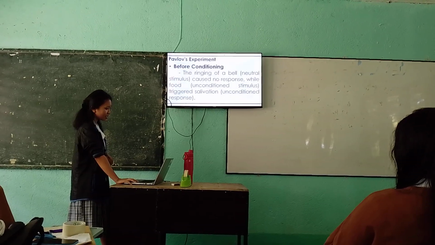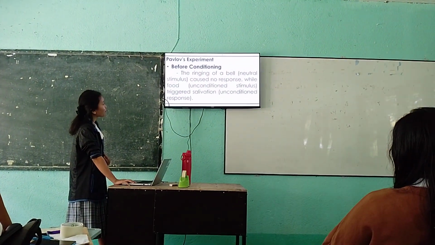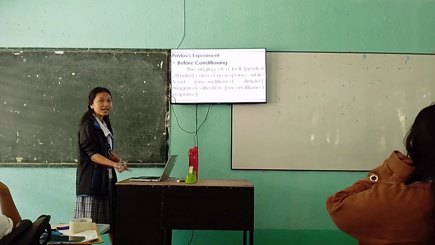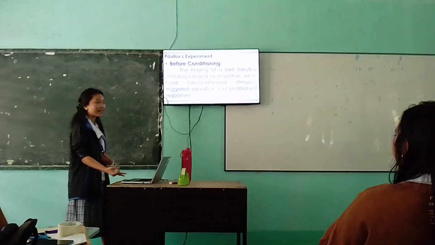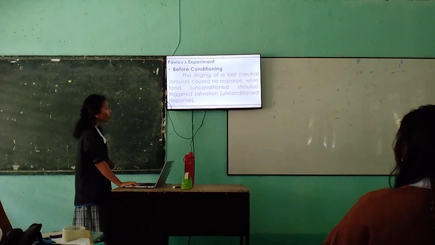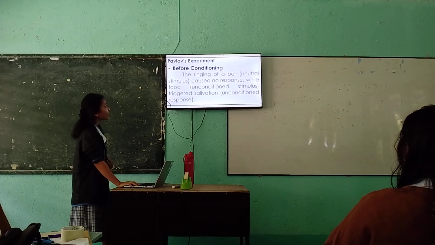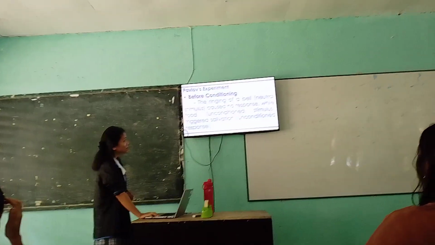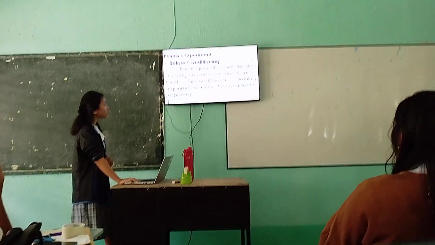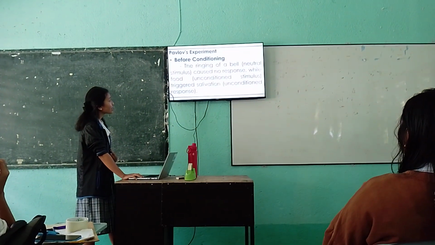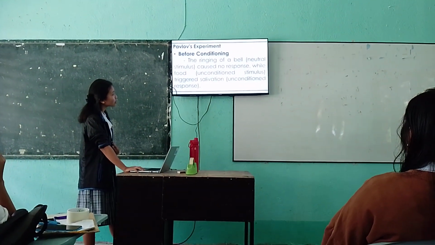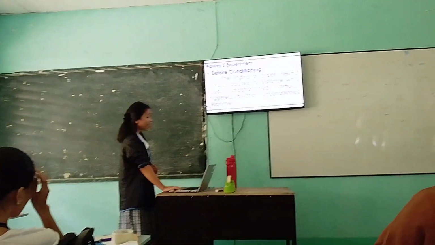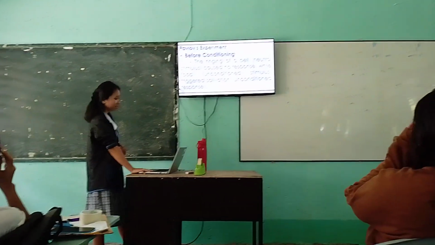learned response. This is the Pavlov experiment: before conditioning, during conditioning, and after conditioning. Before conditioning, the ringing of a bell, a neutral stimulus, caused no response, while food, the unconditioned stimulus, triggered salivation, the unconditioned response. A neutral stimulus is something that doesn't naturally cause a specific response.